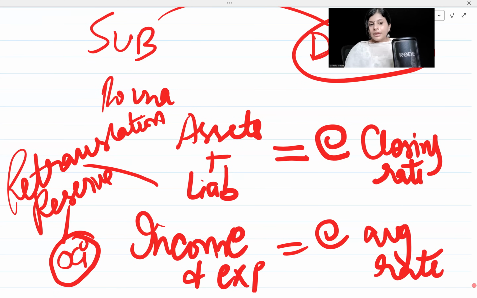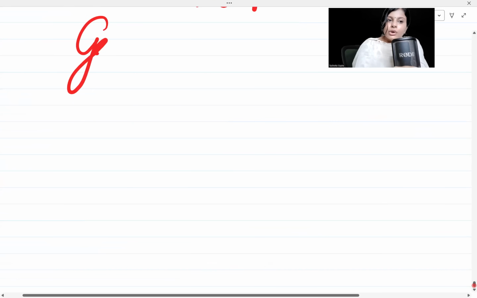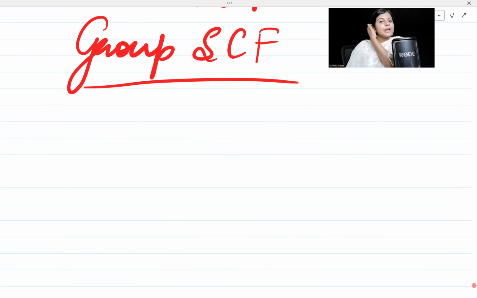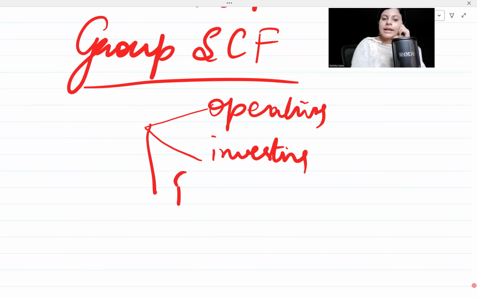That's it. Then you have the group statement of cash flow also. Till now, we've prepared cash flow for individual companies only. We have never prepared it for group statements of cash flow. So here we simply have the normal bifurcation between operating activities, then investing activities, then financing activities, same as individual cash flow.